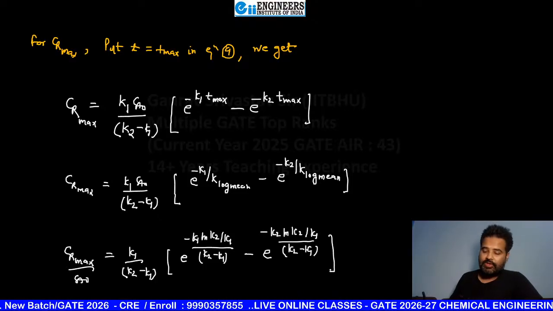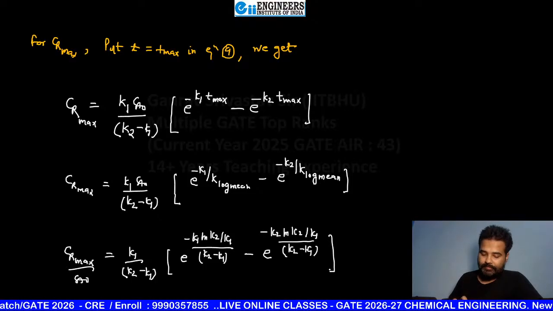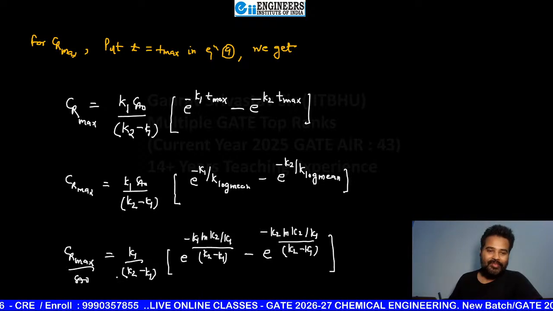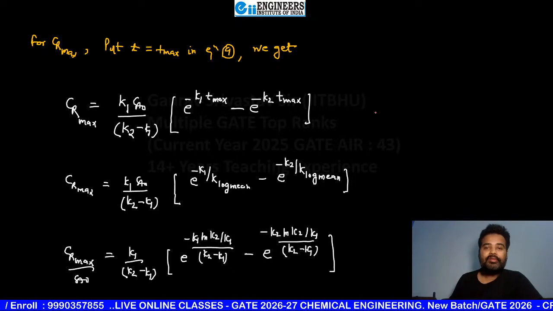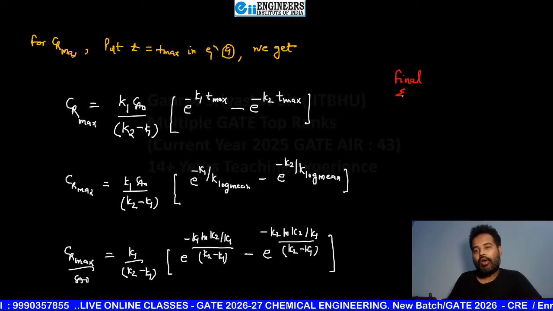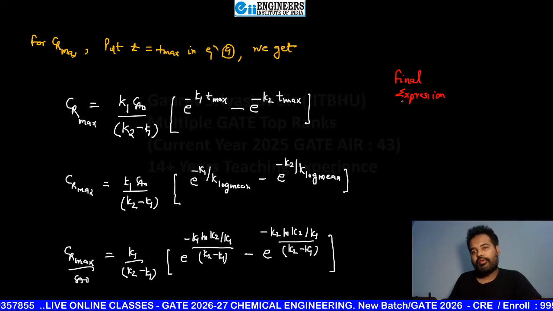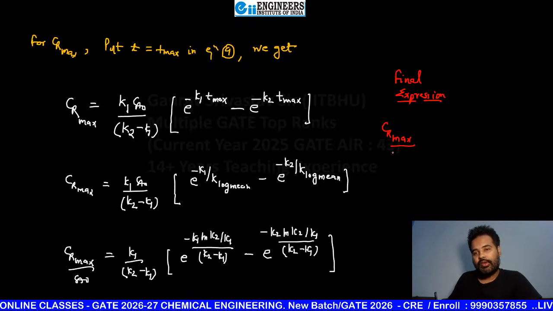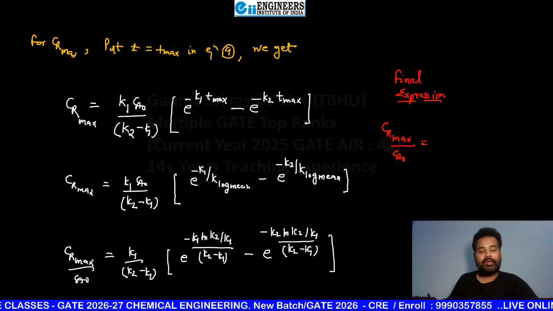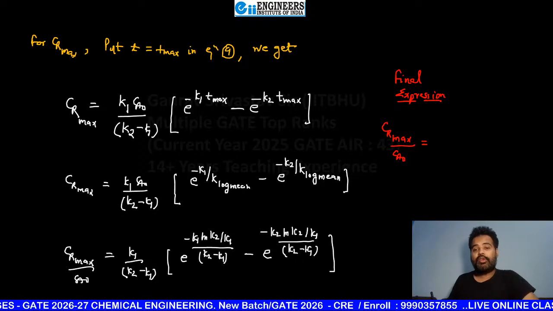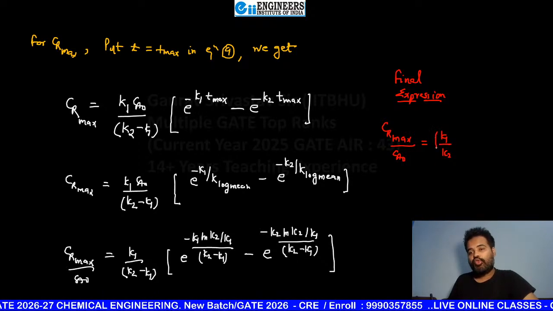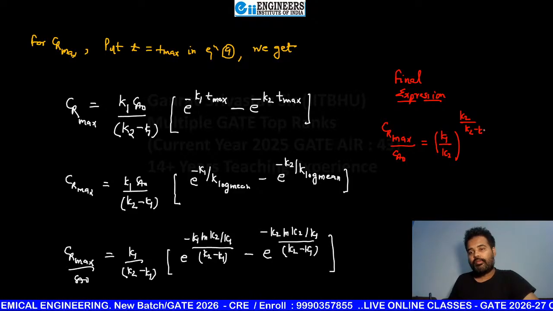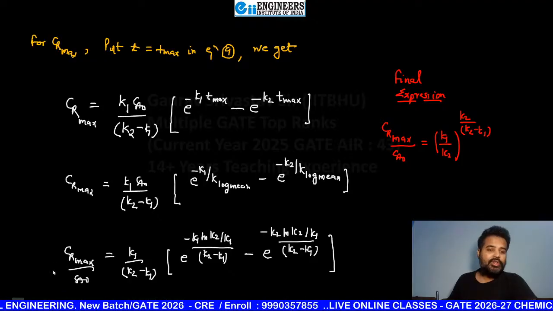So this complex equation I hope you are getting. Now the question is how to solve it. How will you solve this? Because the final expression that you need after solving is in more simplified form. That is just CR max upon CA naught, and that becomes equal to K2 K1 by K2 raised to power K2 upon K2 minus 1.